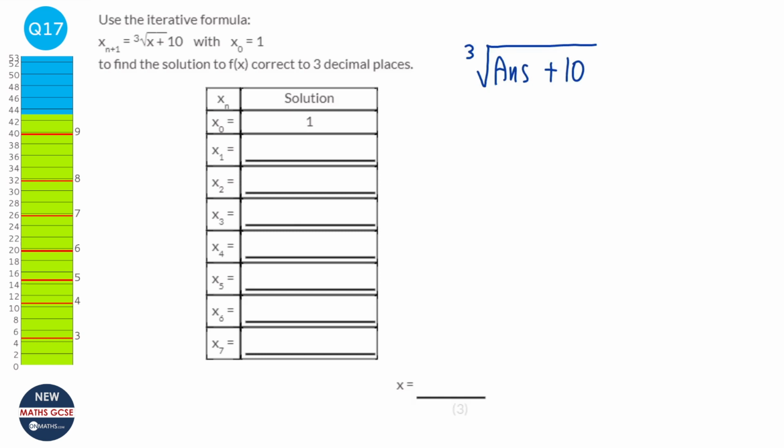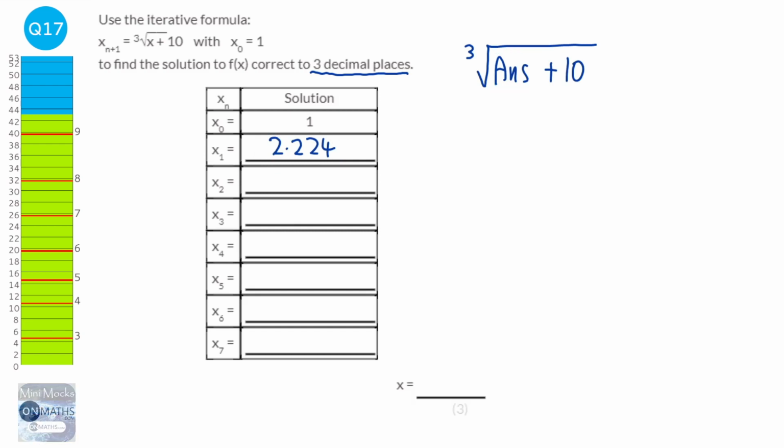When we press the equals button, it will work out what the next number is in our iteration. So if we press equals, we get 2.22398 blah blah blah. Because we're looking for 3 decimal places, we're just going to work that out to 3 decimal places, so it'll be 2.224. Then all we need to do now is press equals again, because instead of using the 1, it will use the 2.223980091, etc. as the answer.